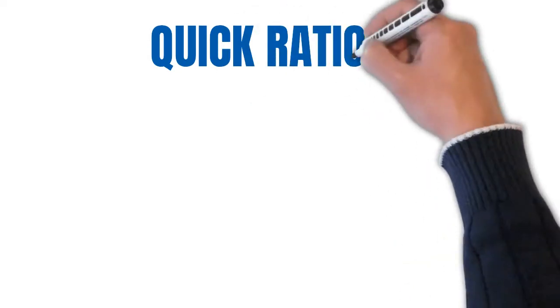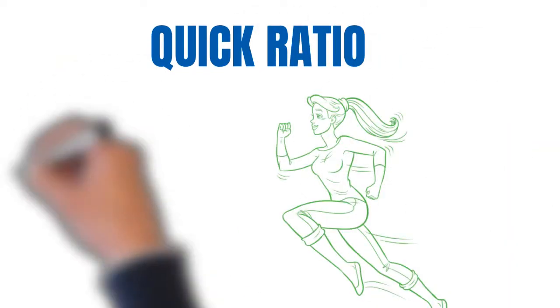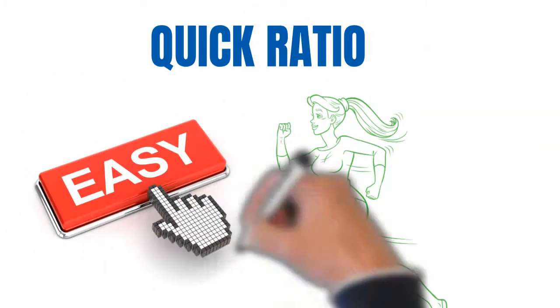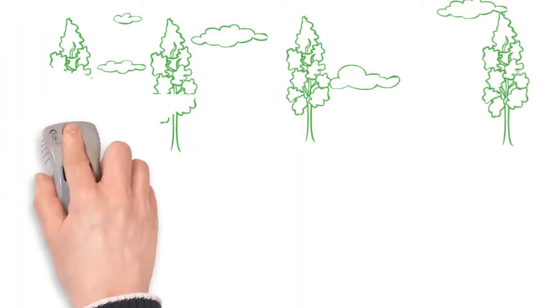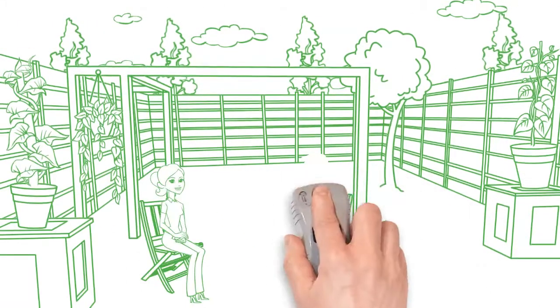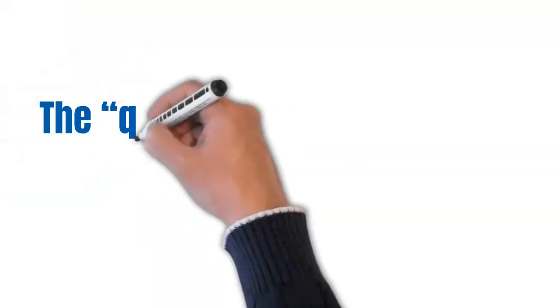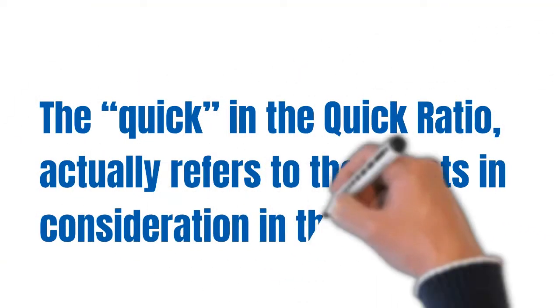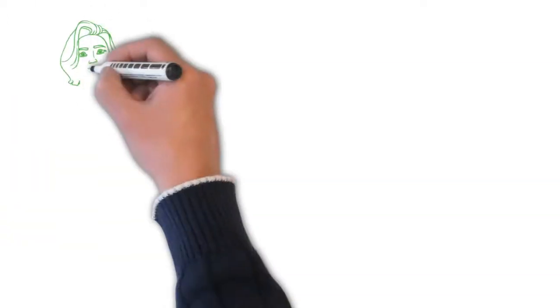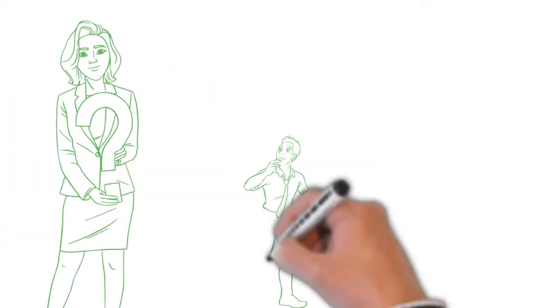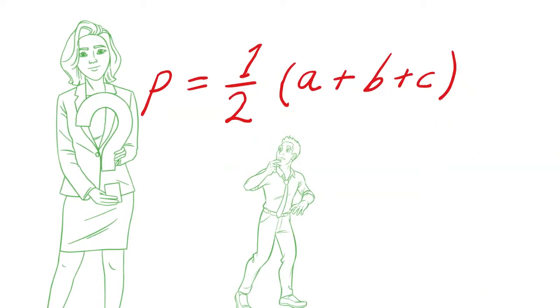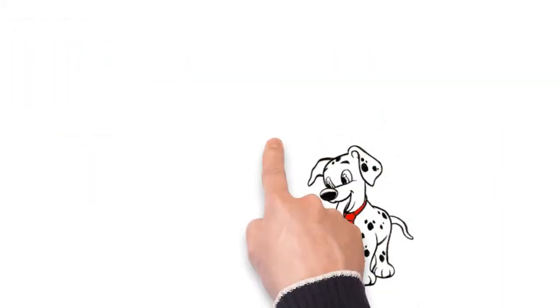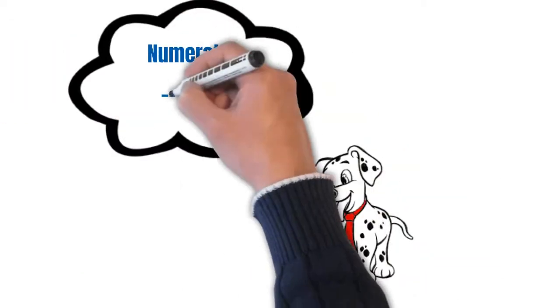The quick ratio's name makes it sound either speedy or easy, but that's deceiving. This ratio likes to be taken out to a nice candlelit dinner and properly romanced, so don't go making any assumptions. The quick in the quick ratio actually refers to the assets in consideration in the numerator. And if that doesn't make any sense because you haven't had to think about math vocabulary in 20 years, just remember that your small business Dalmatian is a nice dog.